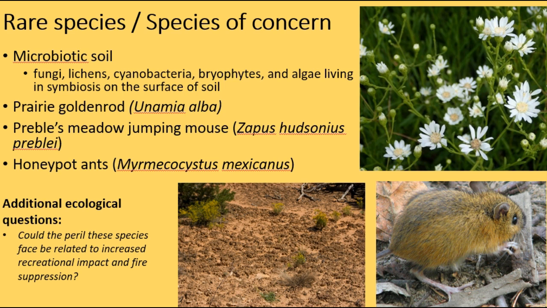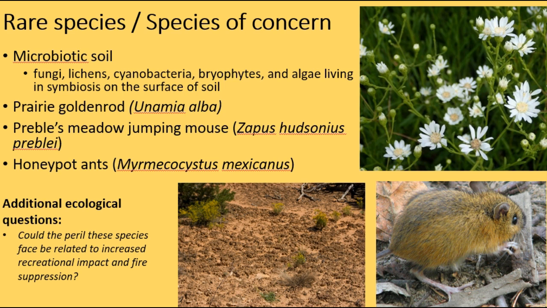So microbiotic soil. It is possible that this covered all the bare ground in the park. This is a very delicate symbiosis of fungi, lichen, cyanobacteria, bryophytes, and algae living on the surface of the soil. This can prevent the effects of erosion, but once you step on microbiotic soil, it is destroyed. It is very delicate, so we really don't see very much of it at all in the park these days.